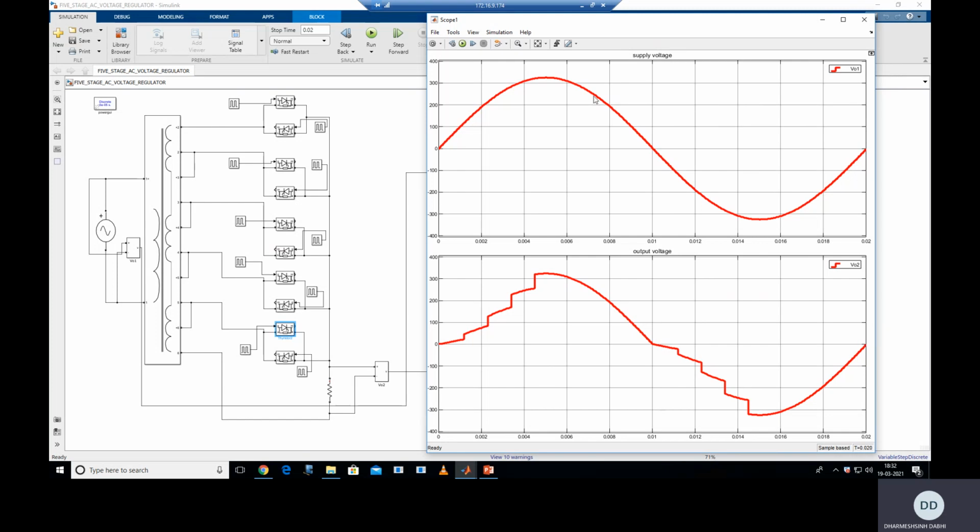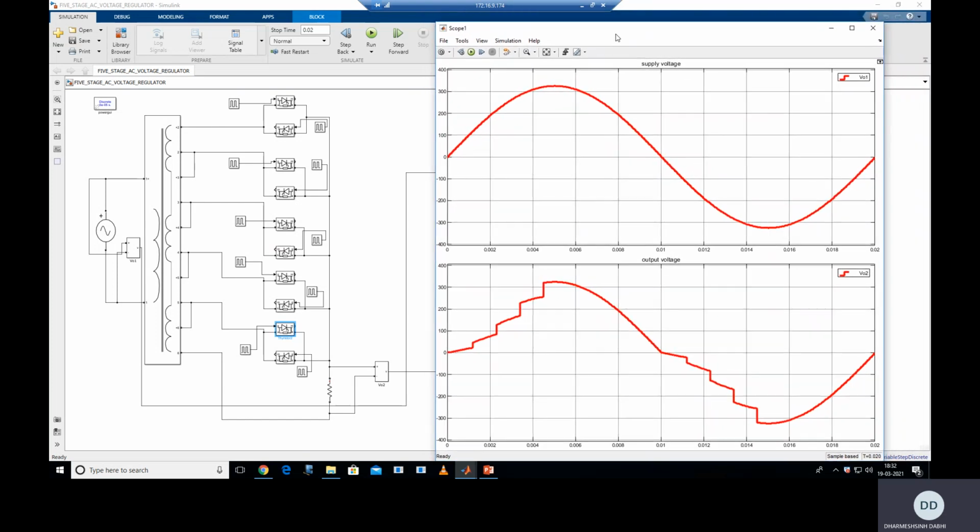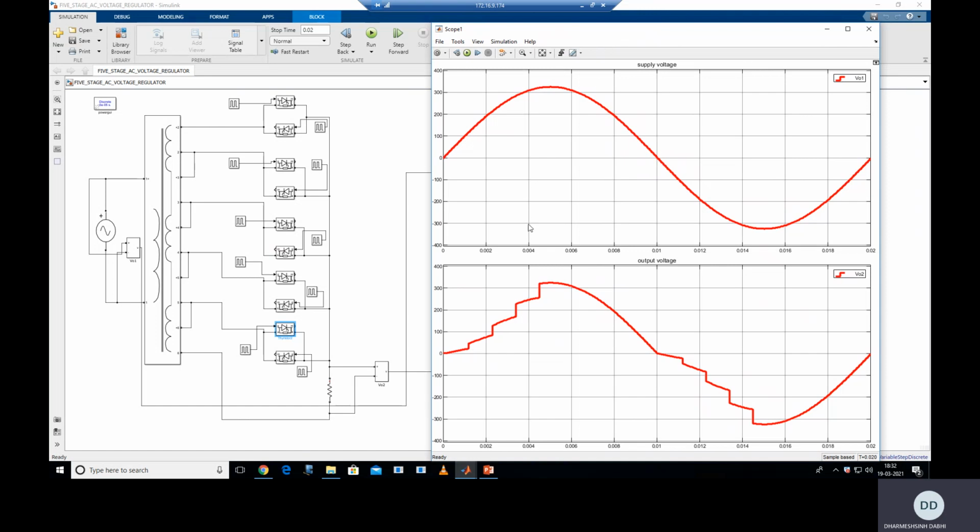Clear? So the advantage of using the multi-stage sequence AC voltage controller over the two-stage AC voltage controller is that by increasing the number of stages, we can increase the voltage at the load side in a very smooth manner with the reduction of the harmonics. You can see that here we can increase the voltage in a very smooth manner. 46, 2 times 46, 3 times 46, and up to the final voltage 231.